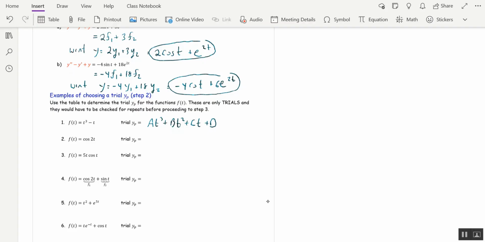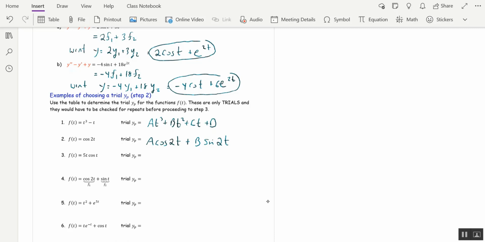Okay, next one, we've got cos 2t, and in front of cosine, there's just a constant, a 1. So we want a constant, a cos 2t, plus another constant, b sine 2t. Even though there's only a cosine 2t, we need both a cosine and a sine term. Okay, let's look at the next one. Actually, maybe you should pause the video and try this one yourself.